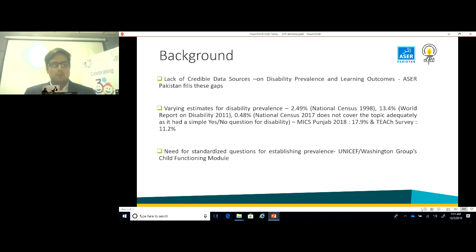With varying results from different sources, it is imperative to have a standardized set of questions on disability. For this purpose, the child functioning module has been found to be effective and is recommended by the United Nations for identifying children with disabilities, especially to support the disaggregating of data for various purposes. Now, being a self-reported tool, the child functioning module does not give a formal diagnosis.